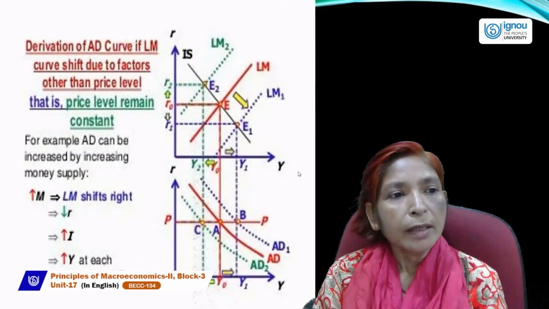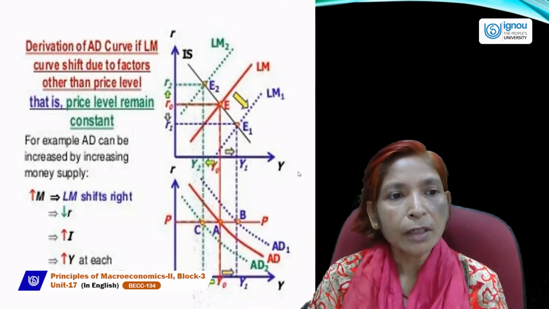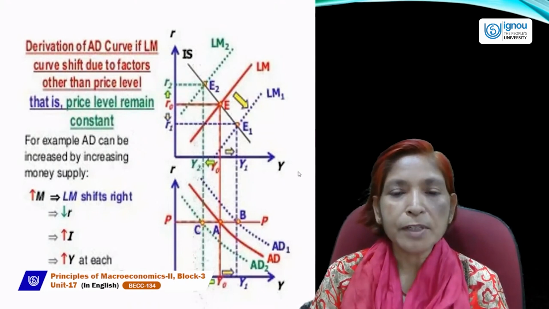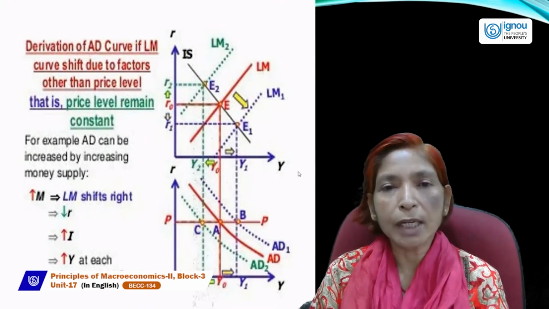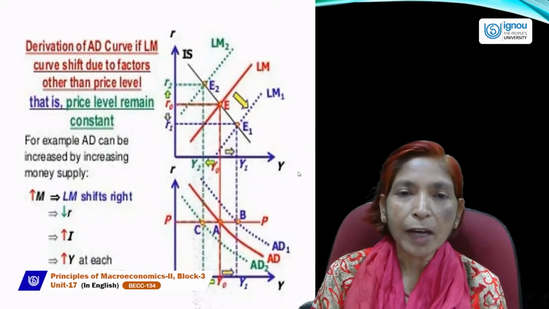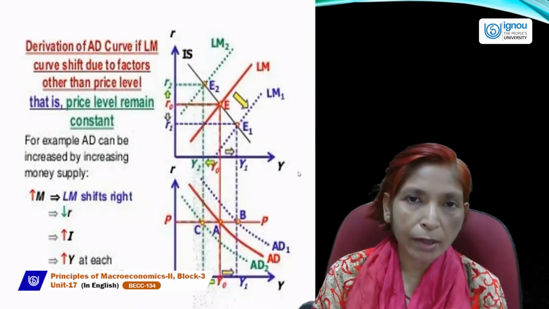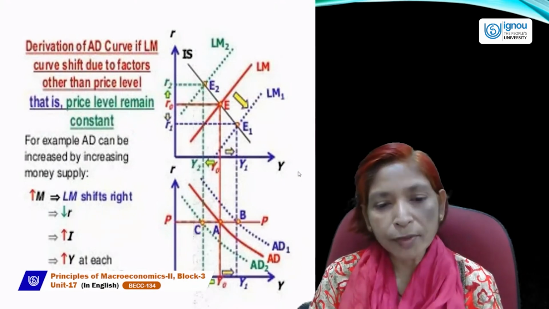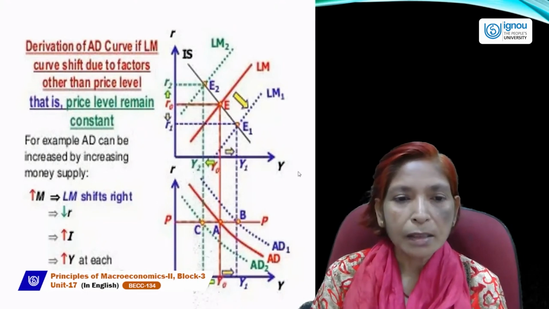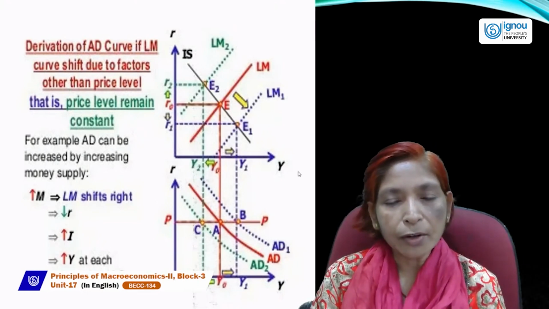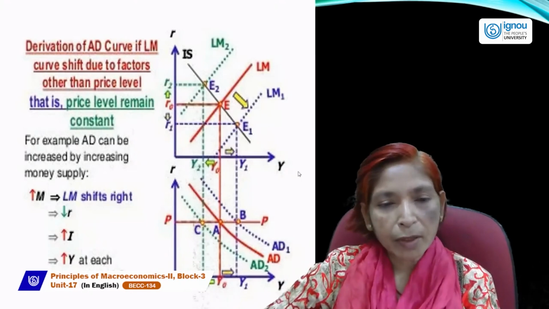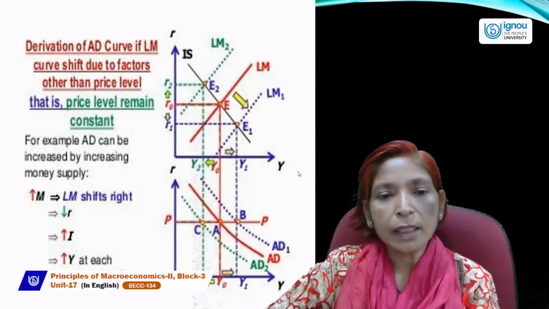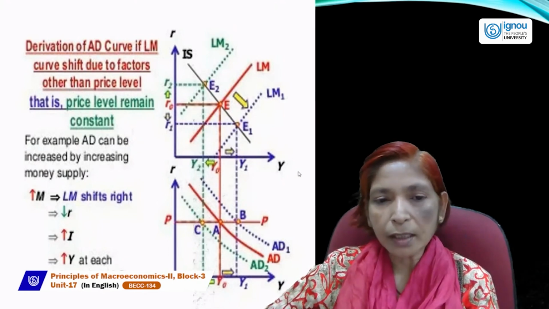Next is derivation of the AD curve if LM shifts due to change in other factors rather than price. If LM shifts to the right hand side due to expansionary monetary policy, and if LM shifts to the left hand side due to contractionary monetary policy, then we can derive also an aggregate demand curve and can also shift the aggregate demand curve. In this case, first of all, we will draw the ISLM curve, then the initial equilibrium point, where the rate of interest will be determined where both curves intersect each other, and here three equilibrium points are E, E1 and E2.